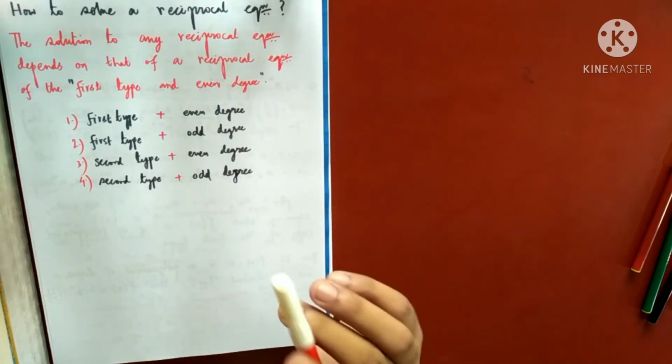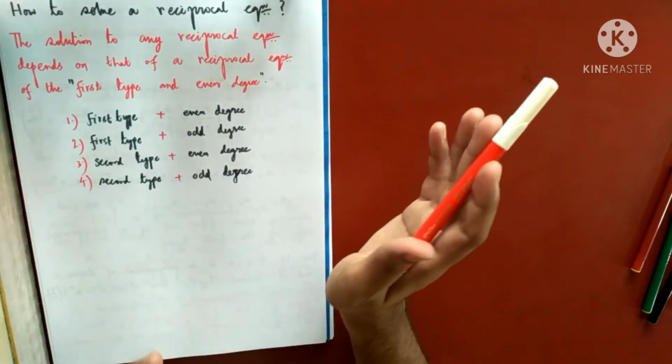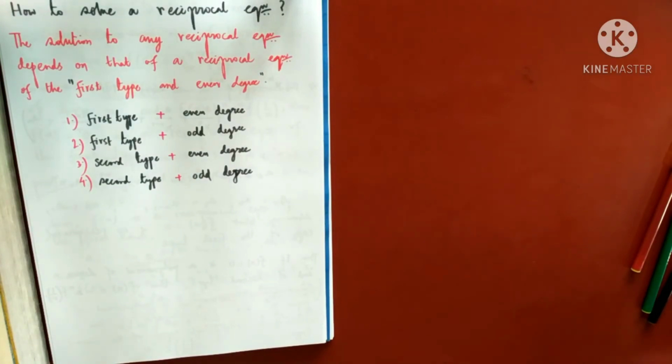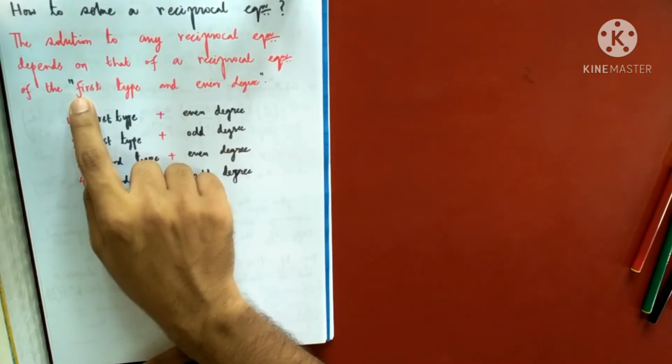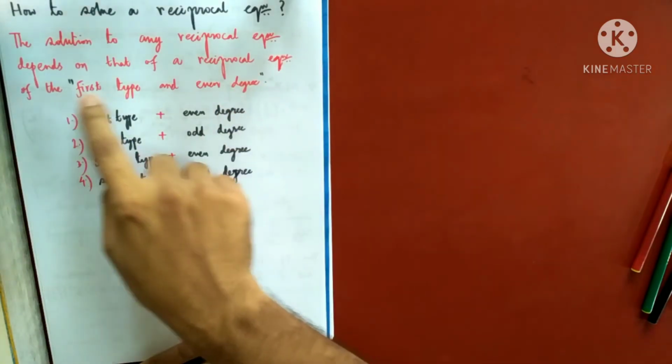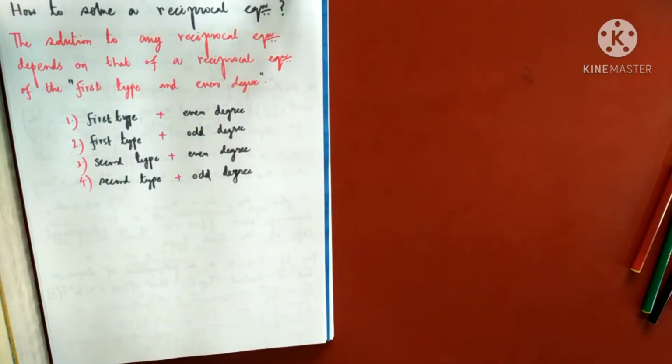So now the question reduces to how to solve a reciprocal equation of first type and even degree. Okay. So now I will call this the standard form, because any of these reciprocal equations can be reduced to this one. That means any reciprocal equation that is of first type and even degree will be called a standard reciprocal equation, or a reciprocal equation in the standard form. Okay, and we'll see how to solve a standard form. Am I clear up to here?